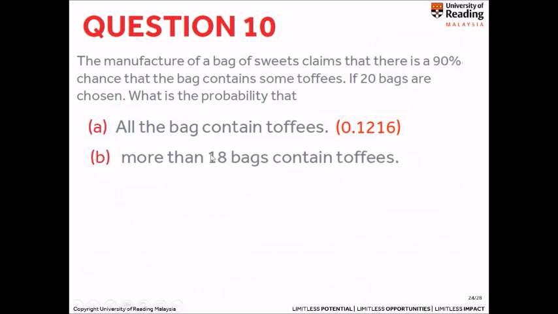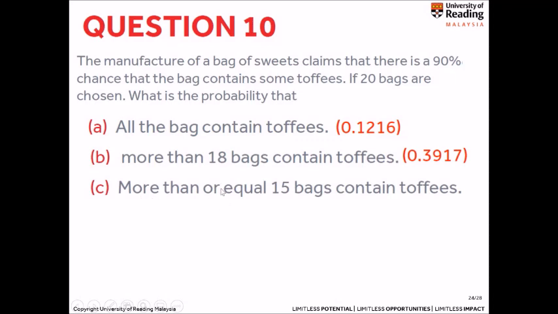More than 18 bags contain toffee. So here again, you may use a table, or you need not use the table, because for more than 18, our maximum is 20. So if you were to do the calculations, it only involves x equal to 18, x equal to 19, and x equal to 20. For x equal to 20, we already got the answer from the first part. The answer you get should be 0.3917.